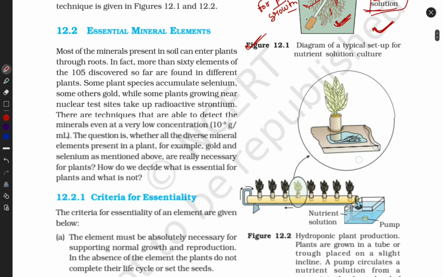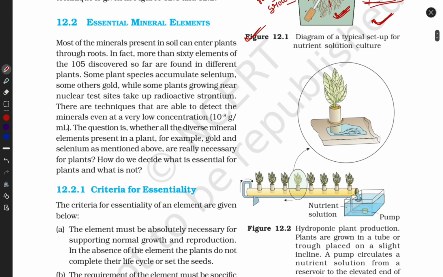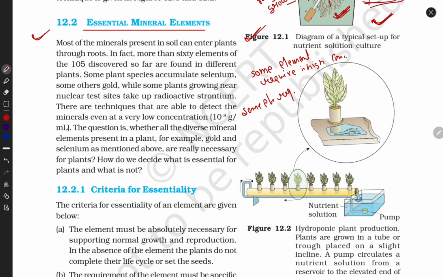Now another experiment will also occur. In another experiment, they divide essential mineral elements. They said some elements are required in high concentration, and some elements are required in less concentration. Yes, this technique will prove this.